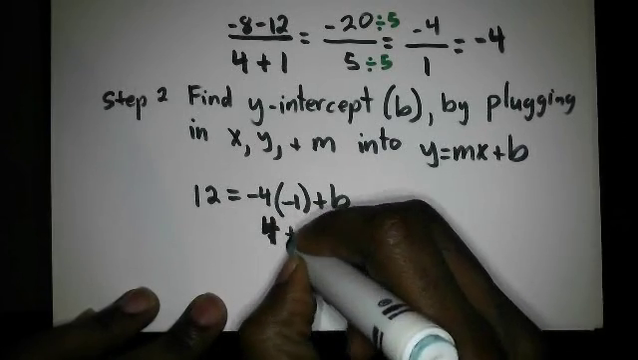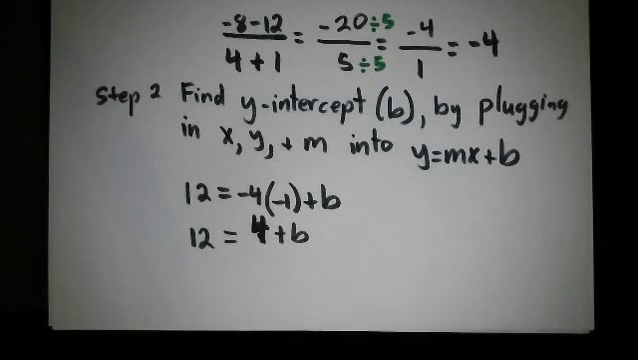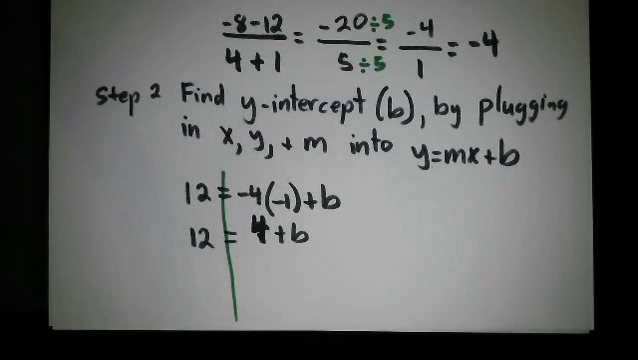I'm going to simplify it a little bit. Plus 4 plus b, and on this side is 12. Alright, so remember, negative times negative is positive. If you want, you can separate both sides of the equal sign so that we do not get confused in which side to do what.